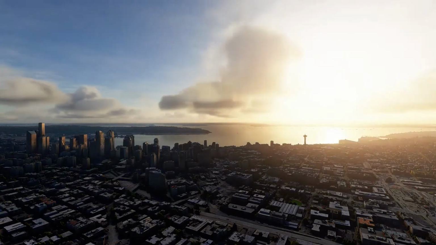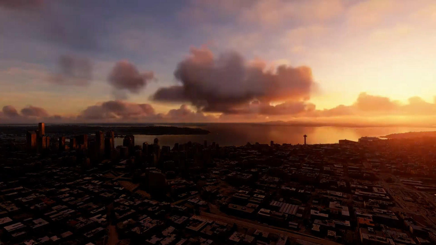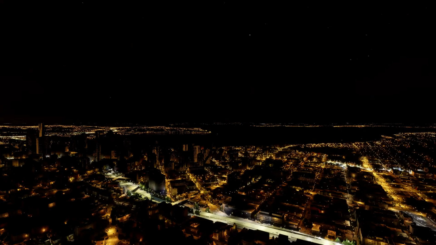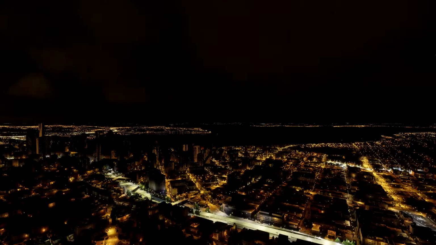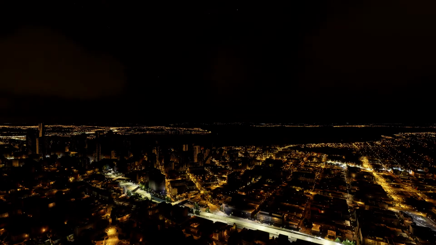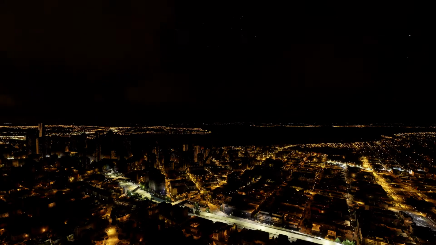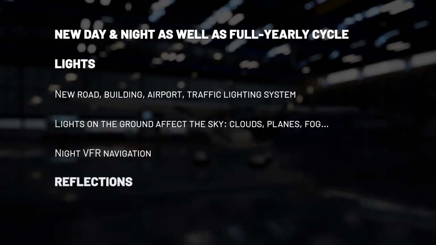We have also completely revamped the lights on the ground. So the city lights, the road lights, the runway lights, or the airport lights in general, all those lights will also inform the rendering. You can see the clouds being lit by a city by night. And it allows, as a result, VFR navigation by night, which is pretty cool. All the reflections also are taken into account.